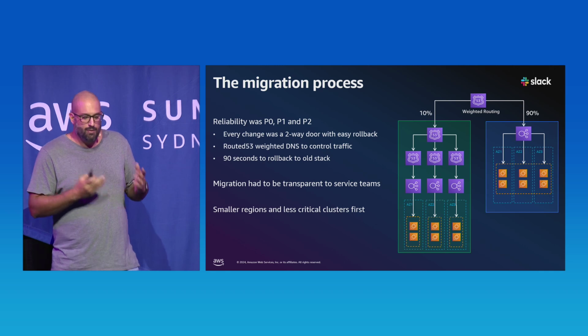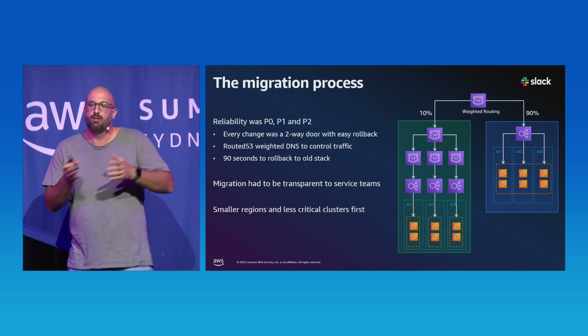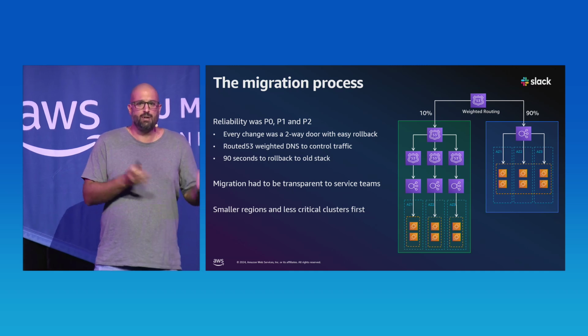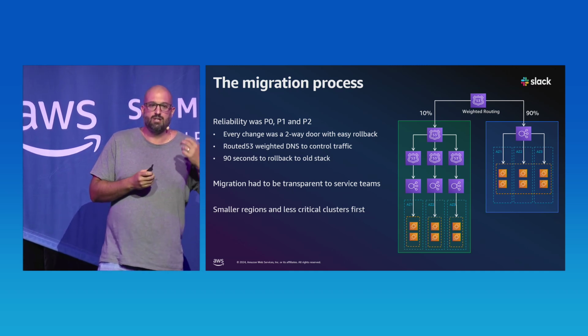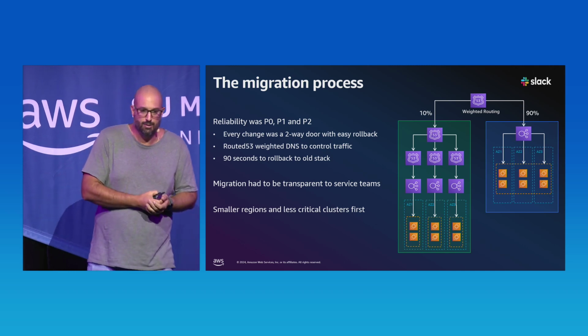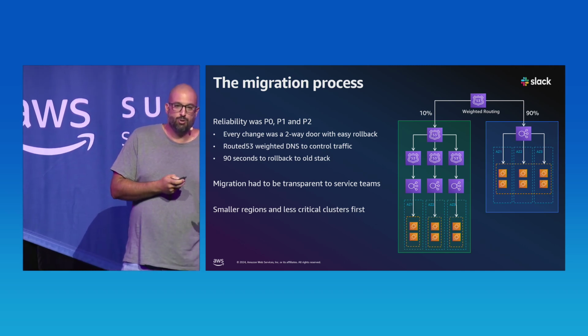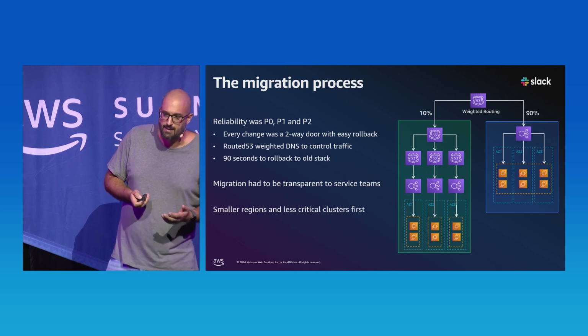By leveraging Route 53 weighted DNS to control the traffic from the old stack to the new stack, essentially blue-greening our deploy, and doing so in small, incremental, and controlled ways, allowed us to do this. Again, by leveraging Route 53, we were able to do a rollback in under 90 seconds.